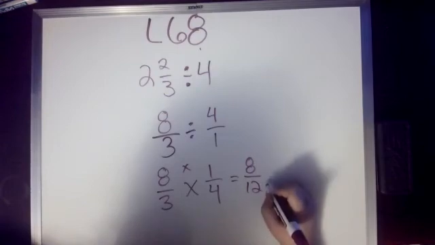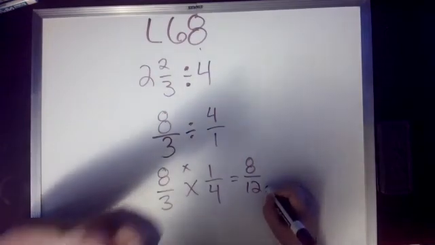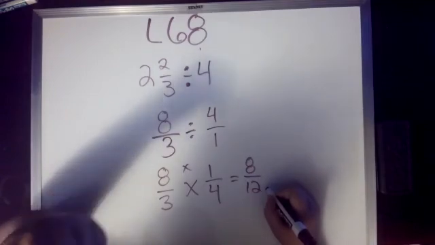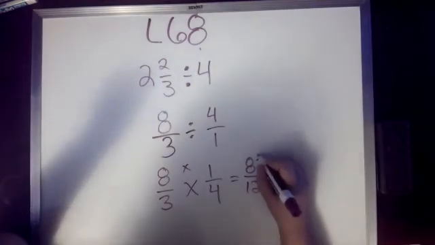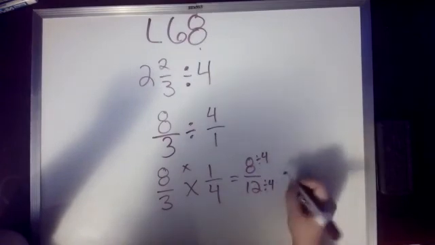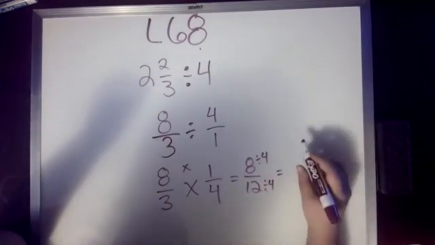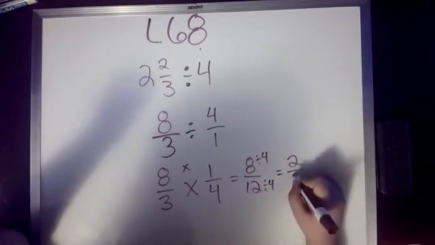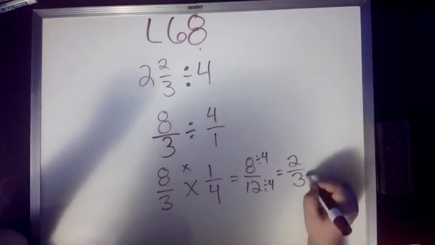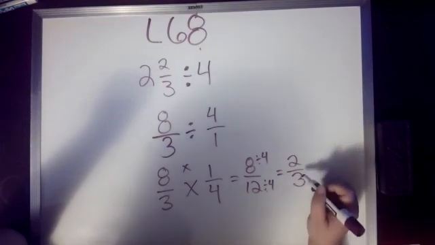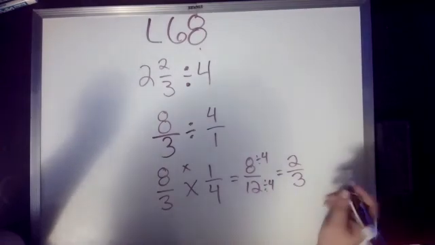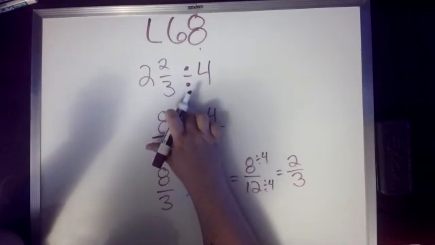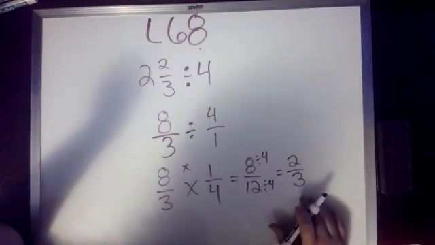So I can divide both of these, well, I can divide them by 2, but you know what? I think I can go a little bit bigger. I can divide them both by 4, and I don't think I can go any bigger than that. So let's try 4. So 8 divided by 4 is 2. 12 divided by 4 is 3. I now have 2/3. And both 2 and 3 are prime numbers, so I'm going to stop there. So this 2 2/3 divided by 4, the answer is 2/3.